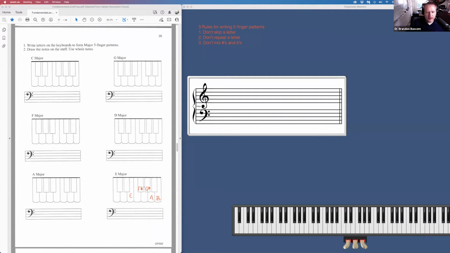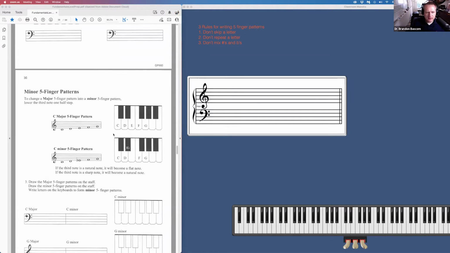If you went E, F sharp, A flat, A, B, you broke my rule of repeating a letter. And you broke my rule of mixing sharps and flats. And you broke my rule of skipping a letter. You would have skipped G if you wrote A flat. So those 3 rules keep you in the right. Okay, that's page 35.